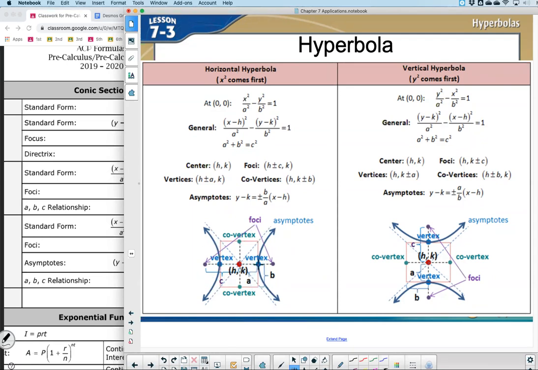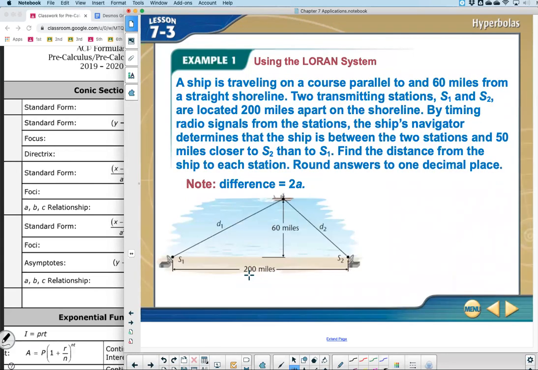The transverse axis connects vertex to vertex. The conjugate axis would connect these asymptotes vertically through the center. And the foci, again, would be on the inside. So with all of that, let's see how they're used in the real world. Location, location, location. That's how hyperbolas are used in the real world. People apply these to find the location of objects.